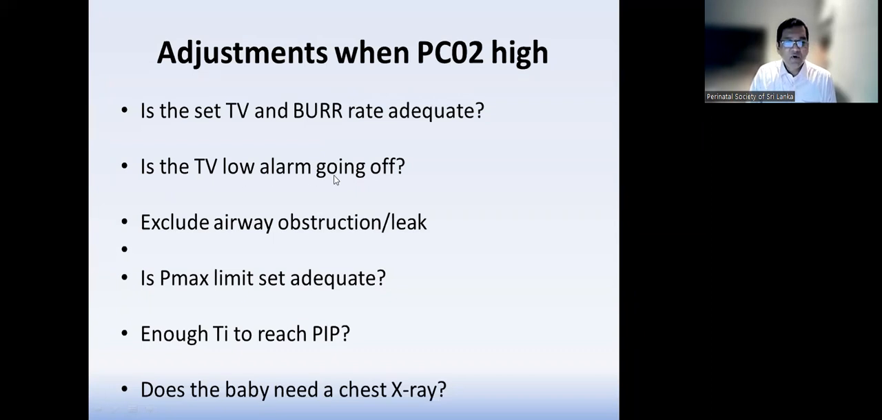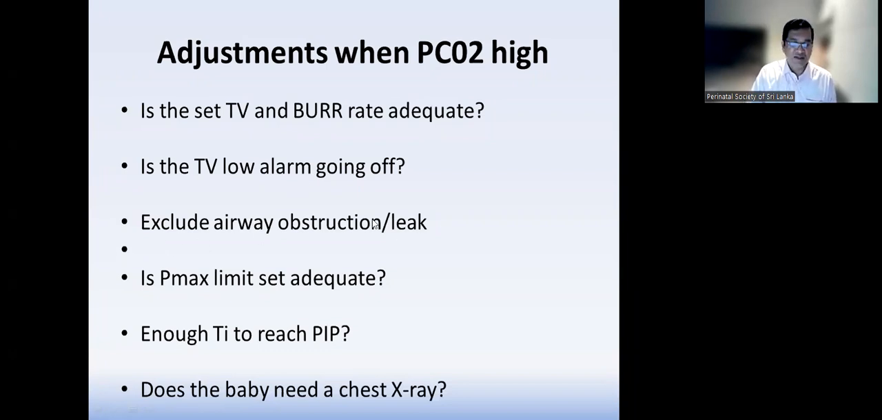Is the tidal volume low, is the alarm going off? If the alarm says the tidal volume is low, we can see the delivered tidal volume is less. So then you may have to increase the tidal volume. That may be because your pressure limit may be too low. The low tidal volume alarm goes off if we have not adjusted our pressure limit and the machine cannot deliver the set tidal volume within the pressure we have given. Then we may have to adjust our pressure limit for the machine to deliver the tidal volume.